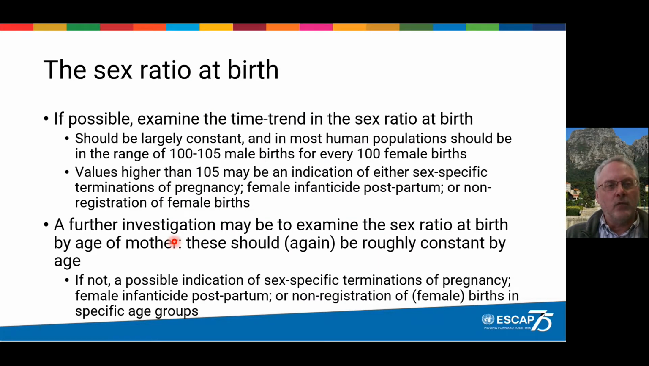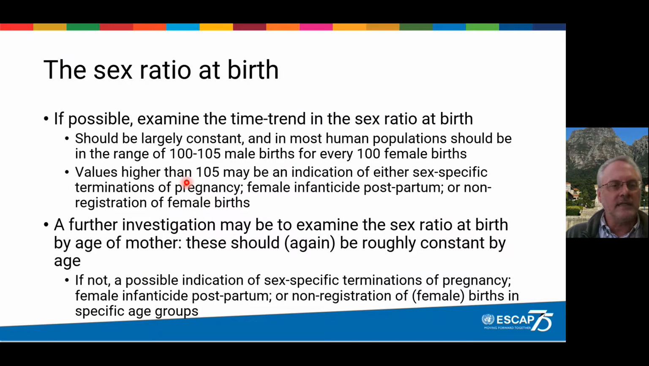The second metric which we discussed and mentioned at the start of this section of the training workshop was the sex ratio at birth. And if possible, one should seek to examine the time trend in that sex ratio at birth. We'd expect the sex ratio at birth in most human populations to be largely constant, and in almost every human population should be in the range of 100 to 105 male births for every 100 female births.